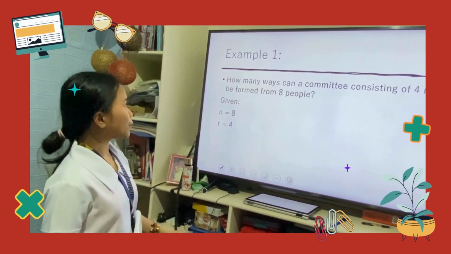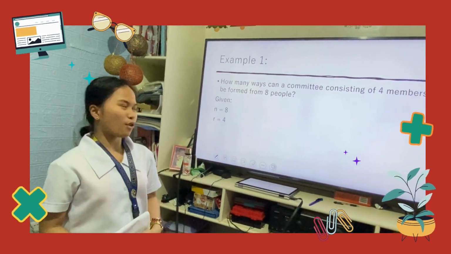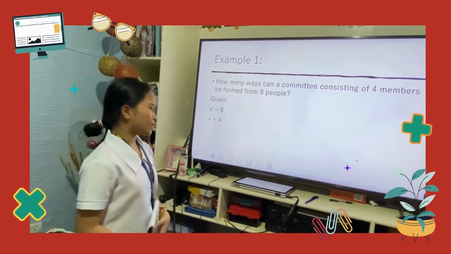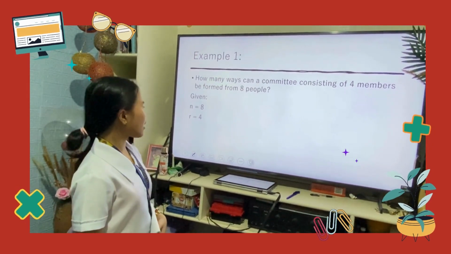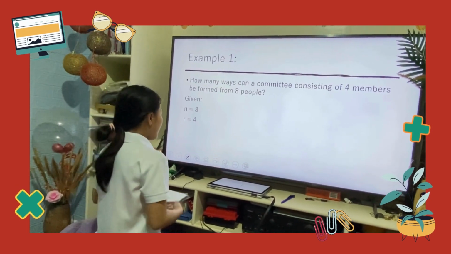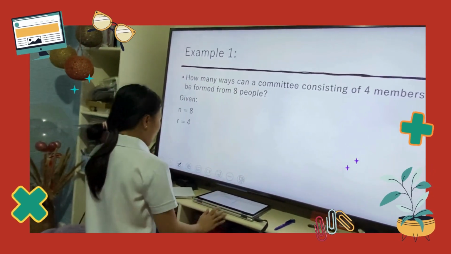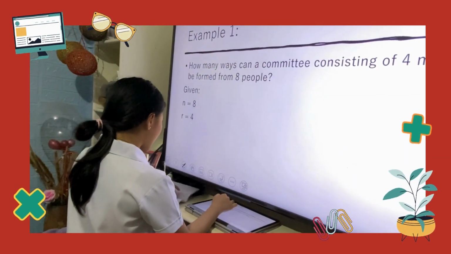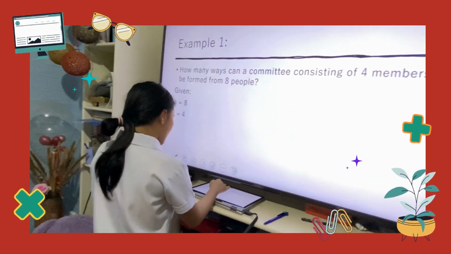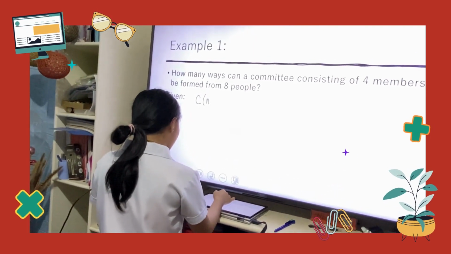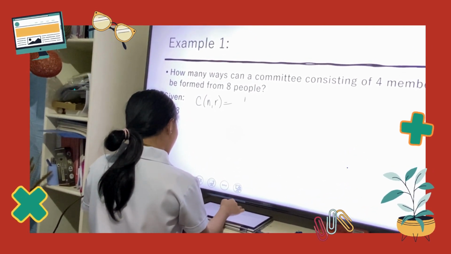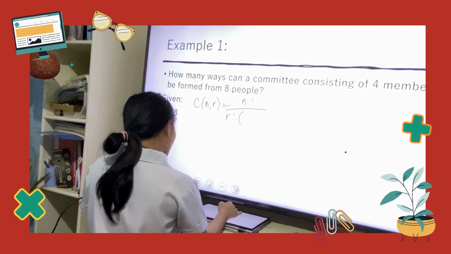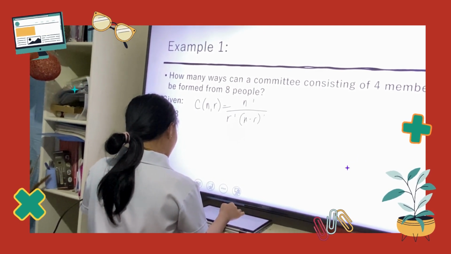For the first example: how many ways can a committee consisting of 4 members be formed from 8 people? First, we need to find the given. For the given, n is equal to 8 and r is equal to 4. First step is to write down the formula. The combination of n taken r at a time is equal to n factorial over r factorial times the quantity of n minus r factorial.